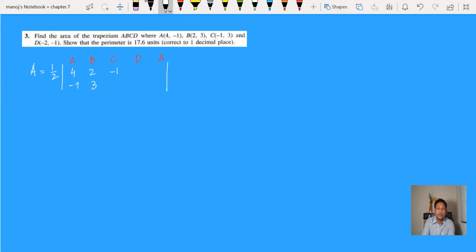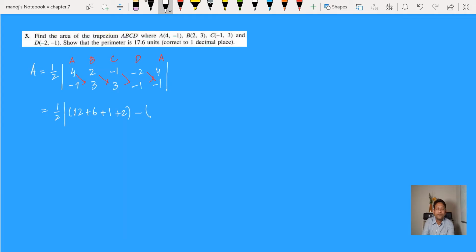A is 4, minus 1. B is 2, 3. C is minus 1, 3. And D is minus 2 and minus 1, and A is again 4 and minus 1. So when we do the calculations, we have to multiply like this, as I discussed with you, and like this. When you do the multiplication, this modulus sign means you have to get the answer positive. 4 times 3 is 12. Then 2 times 3 is 6. And minus minus is plus 1. And minus minus is plus 2.